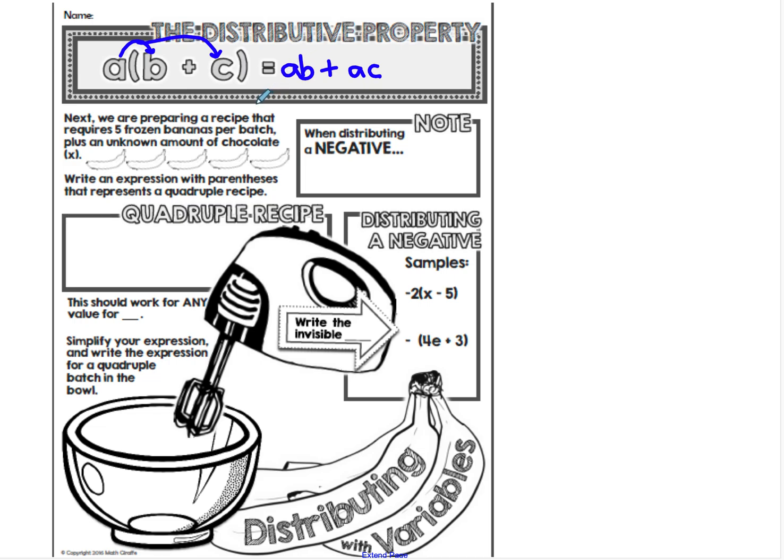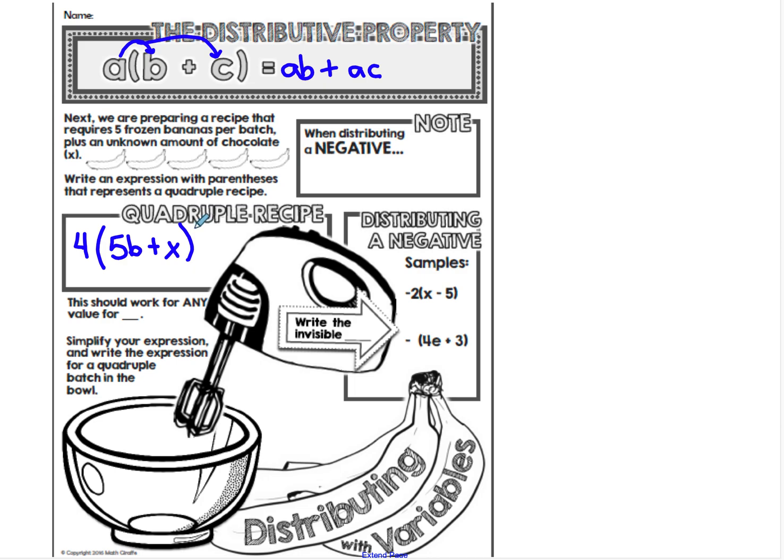Okay, so here it says, next we are preparing a recipe that requires 5 frozen bananas per batch plus an unknown amount of chocolate. And we're going to call that chocolate X. Write an expression with the parentheses that represents a quadruple recipe. Quadruple means times 4. So my 4 is going to go on the outside. All right, I'm going to write 5B for my bananas plus X amount of chocolate.